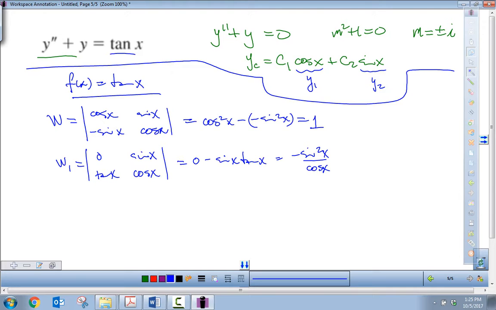My W2. I probably should have split this up into two different places, but I'll write it out like this for now, and next time I'll hope to remember to split it. We've got cosine x and negative sine x, so the first column remains the same. For W2, the second column changes with 0 and f(x), so that's 0 and tan x. We get cosine x tan x minus 0, and the cosines cancel, sine over cosine, so this is just sine x.